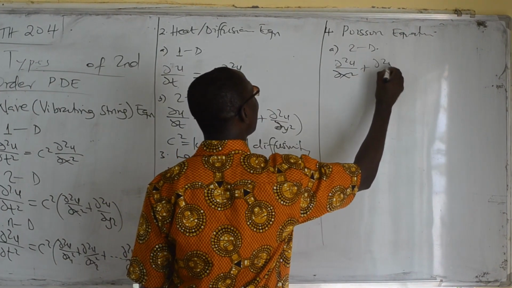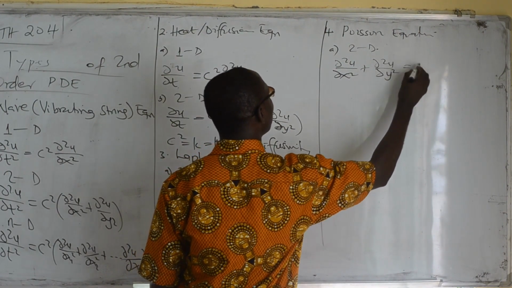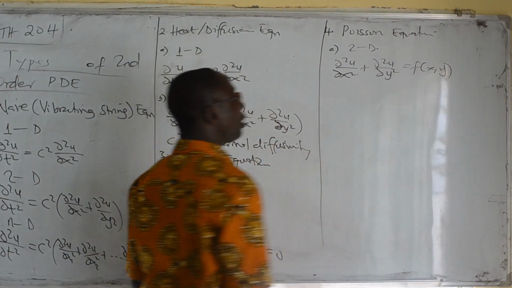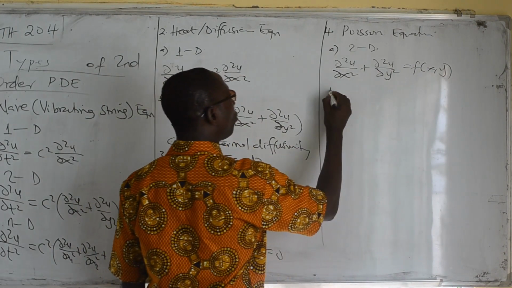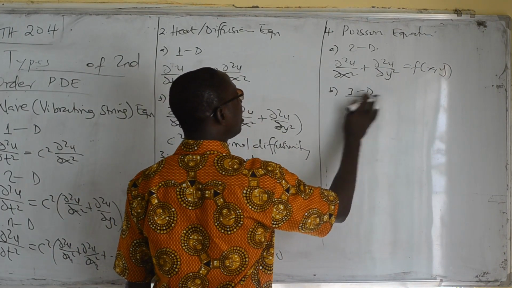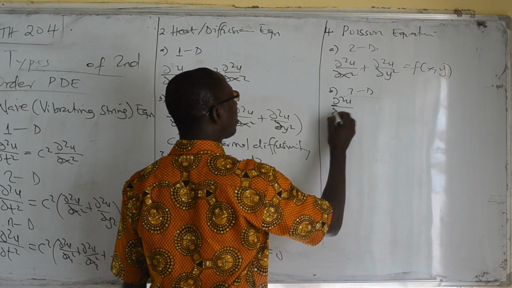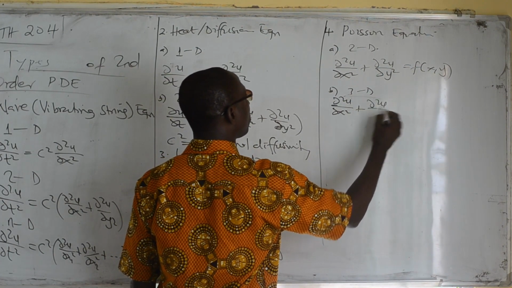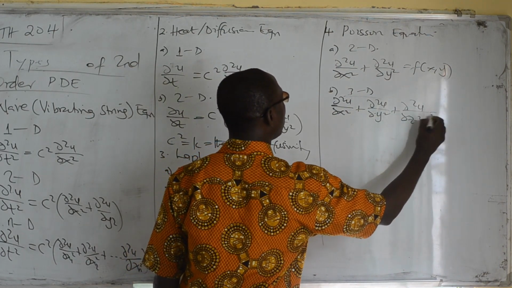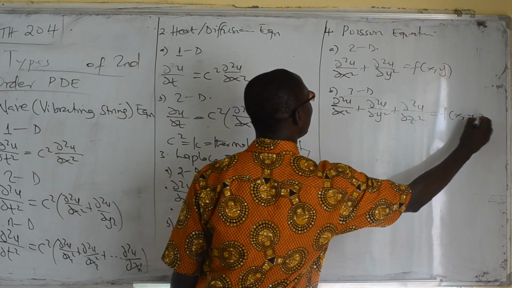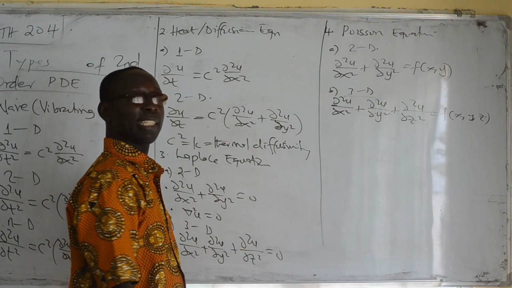Poisson equation looks like the Laplace equation, just that it is not equal to 0. This is the Poisson equation in 2 dimensions, the 2 dimension x, y. So in 3 dimensions, the Poisson is going to be this, is equal to f of x, y, z. This is the Poisson equation in 3 dimensions.